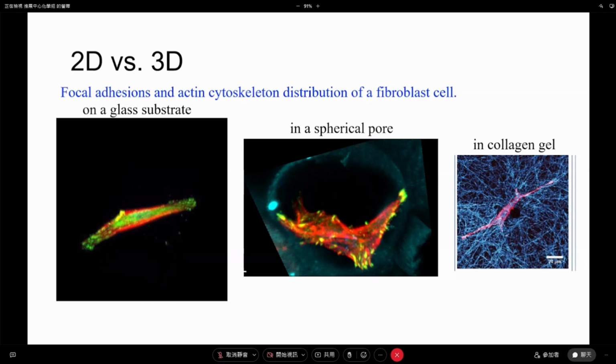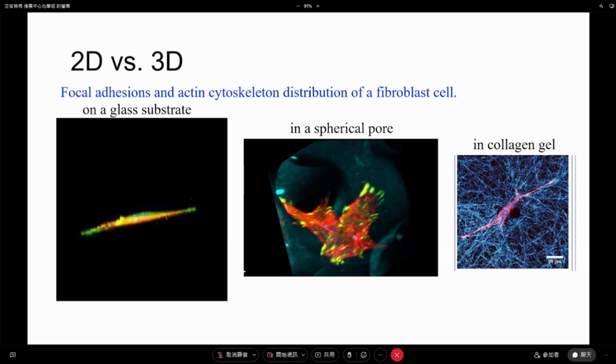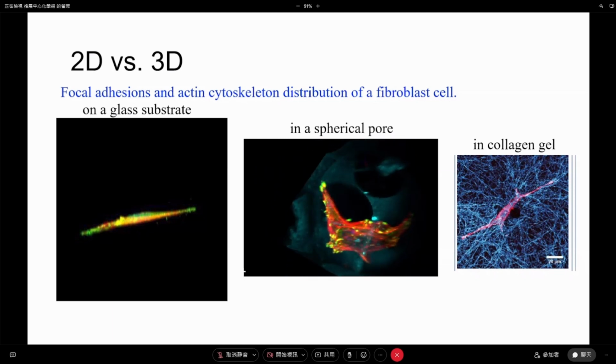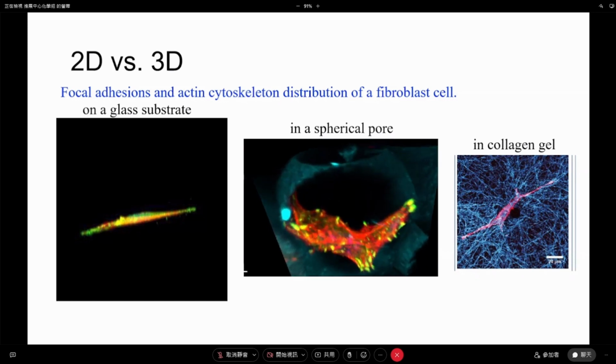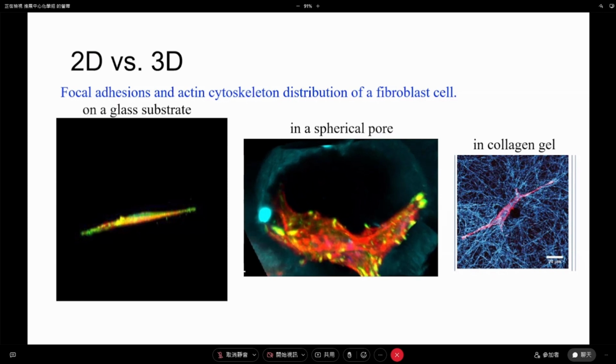Okay. So this is the typical 2D cell culture of a fibroblast. And the green part is the focal adhesion. Red part is the actin cytoskeleton. You see there's a very strong dorsal-ventral asymmetry, which is not physiological, okay? And in our 3D spherical pore, you can see the adhesion distribution is 3D. And you lose this dorsal-ventral asymmetry. The actin cytoskeleton is everywhere, just like in collagen gel matrix.